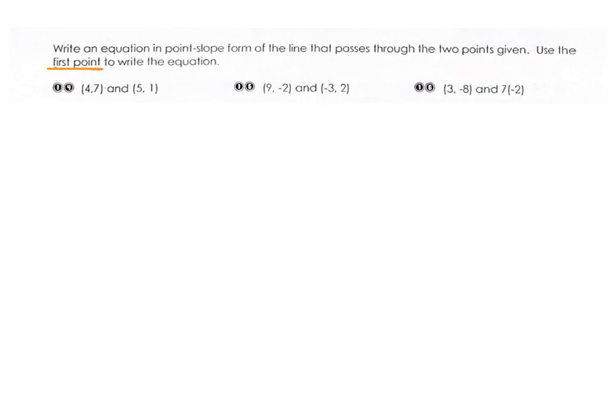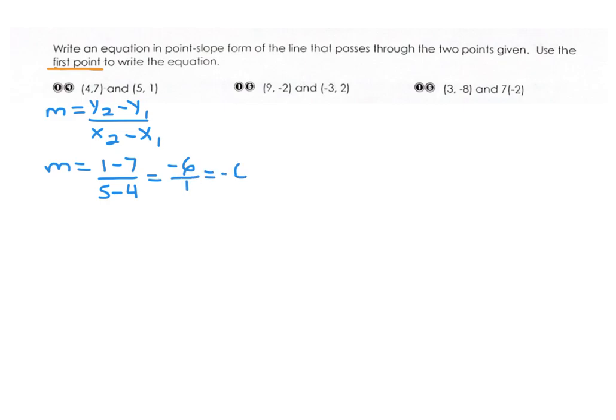So let's start by finding the slope between these two given points. So remember, our slope is where we're going to take y2 minus y1 over x2 minus x1. So to find our slope between these 2 points, we're going to take 1 minus 7 over 5 minus 4. So that's going to give us negative 6 over 1. So our slope for this first one is going to be negative 6.